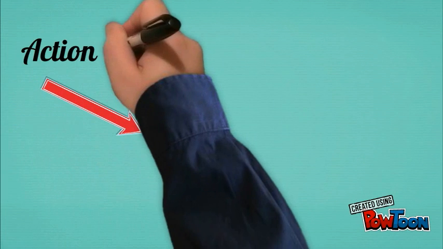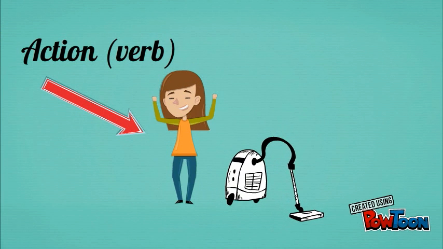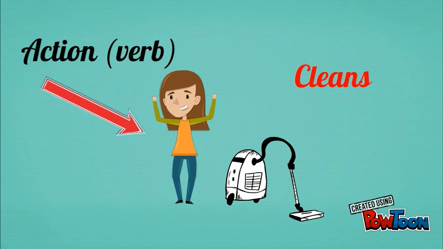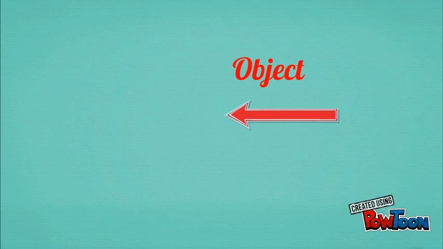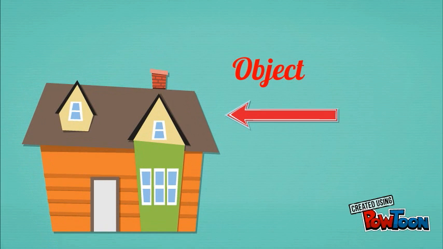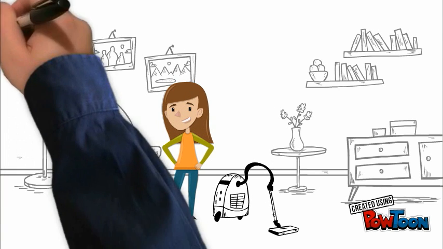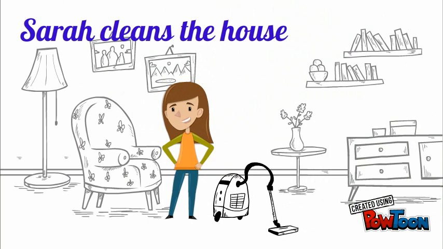As you can guess, every sentence needs a verb, which is the action performed by the subject. Apart from a subject and a verb, we also need an object, that is, the one who receives the action of the verb. So, we'd finally get a sentence like this: Sarah cleans the house.